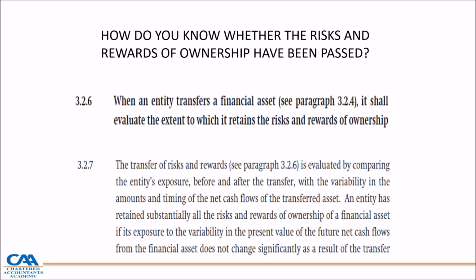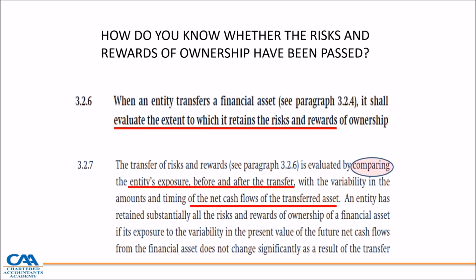The 3.2.6 that I was referring you to says, when an entity transfers a financial asset, it shall evaluate the extent to which it retains the risks and rewards of ownership. Because we're saying if you have the risks and rewards of ownership, the asset still belongs to you.